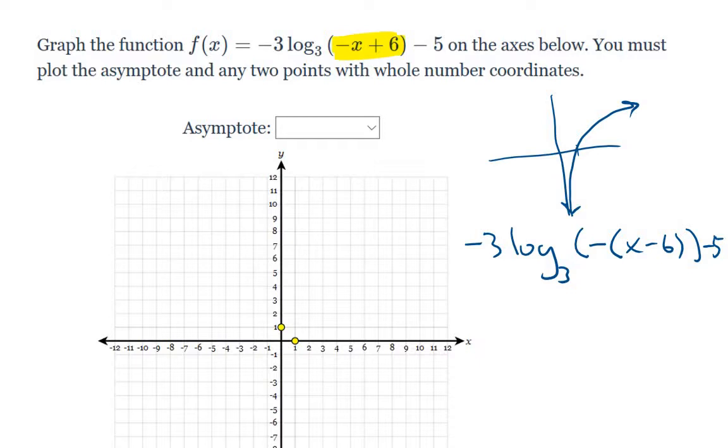So that tells us that this parent function is going to shift 6 units to the right, reflect across the y-axis, and also reflect across the x-axis. So reflect across the y-axis, reflect across the x-axis, and then shift down by 5. It's a lot of information going on there with this parent function. So shift down by 5 after moving 6 to the right. Okay, so let's start moving 6 to the right.